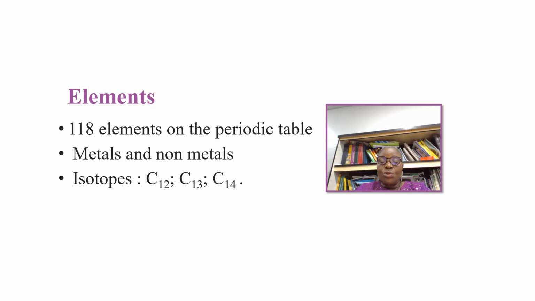We have isotopes of an element. These are elements that have the same number of protons but have different numbers of neutrons. For example, carbon can exist as carbon-12, carbon-13, and carbon-14. We will discuss the periodic table in detail as we progress in the course of all these lectures.